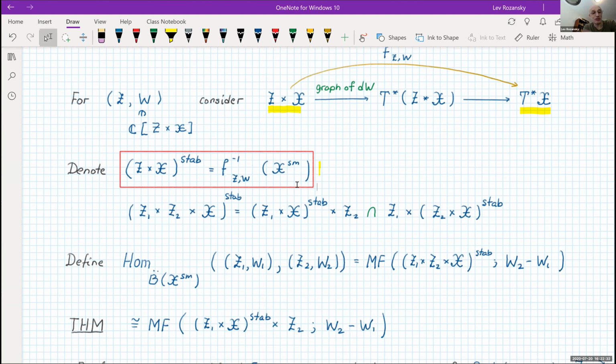To define morphisms, we have to take matrix factorizations over Z1 cross Z2 cross X: auxiliary of the first, auxiliary of the second, and common coordinates, and take matrix factorization of the difference of potentials. The stable part of the triple product is the intersection of stable parts. So we have two stability conditions, for Z1X and for Z2X. We impose them both and define morphisms as matrix factorizations over the stable part of the triple product.